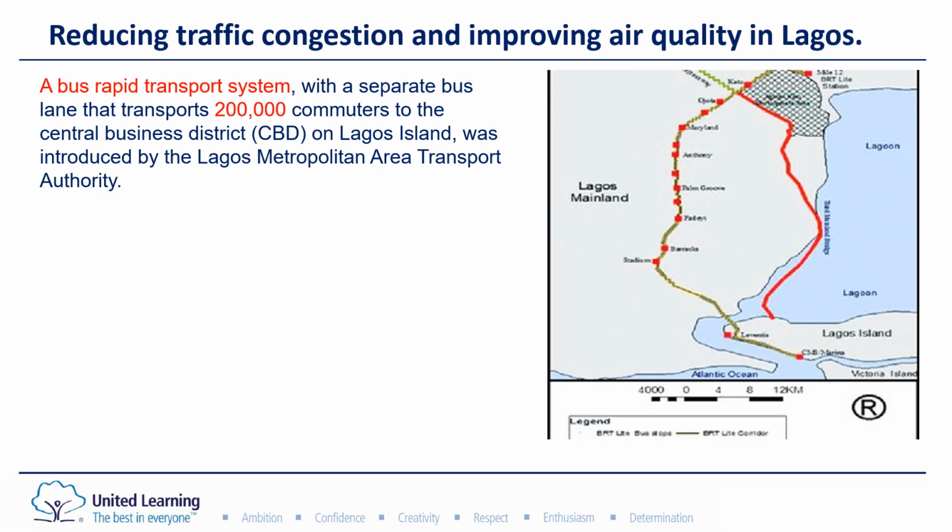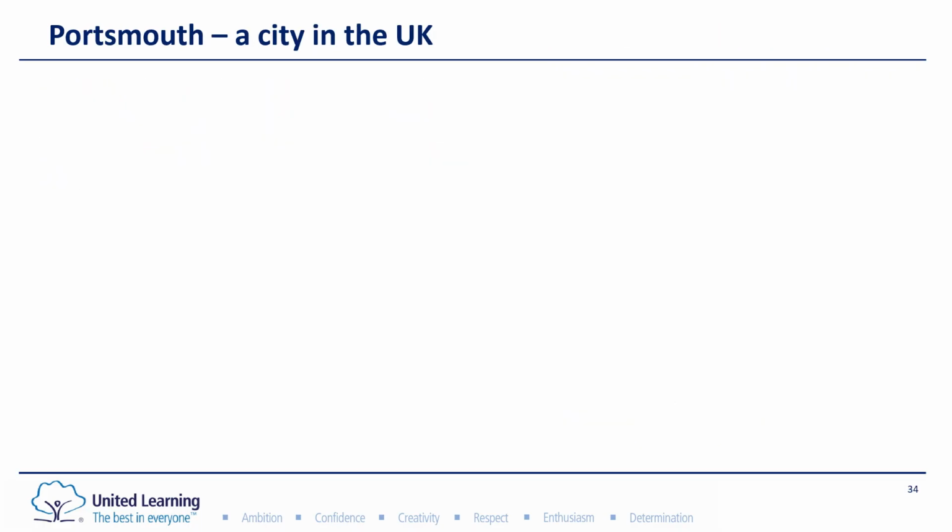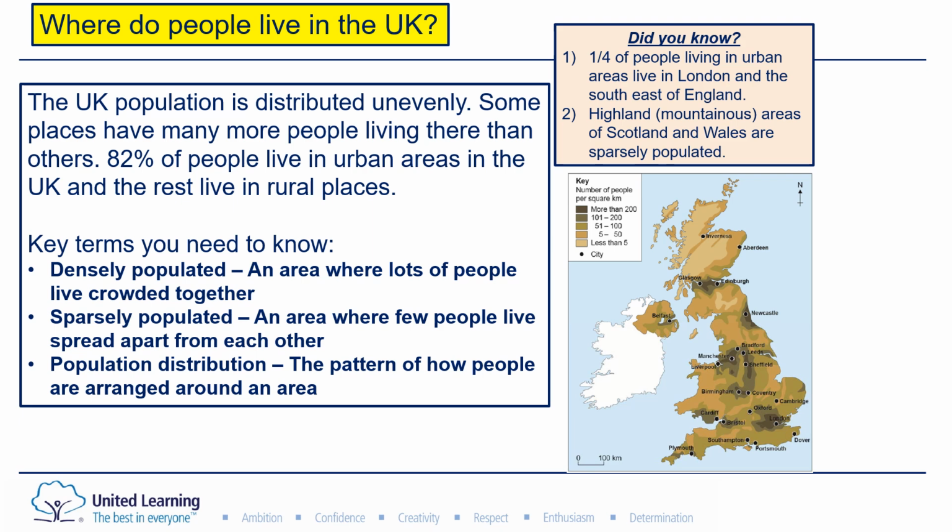So that is Lagos. The second part of urban issues is looking at a city in the UK, and we choose the city where we all live. We've chosen Portsmouth. Before I talk about Portsmouth, we just need to have a general overview of the UK and where people live in it.